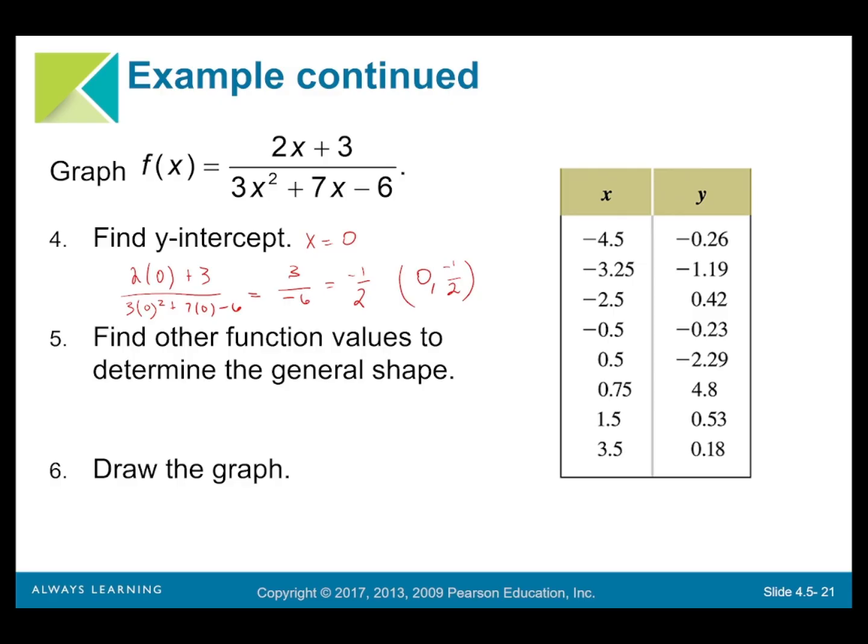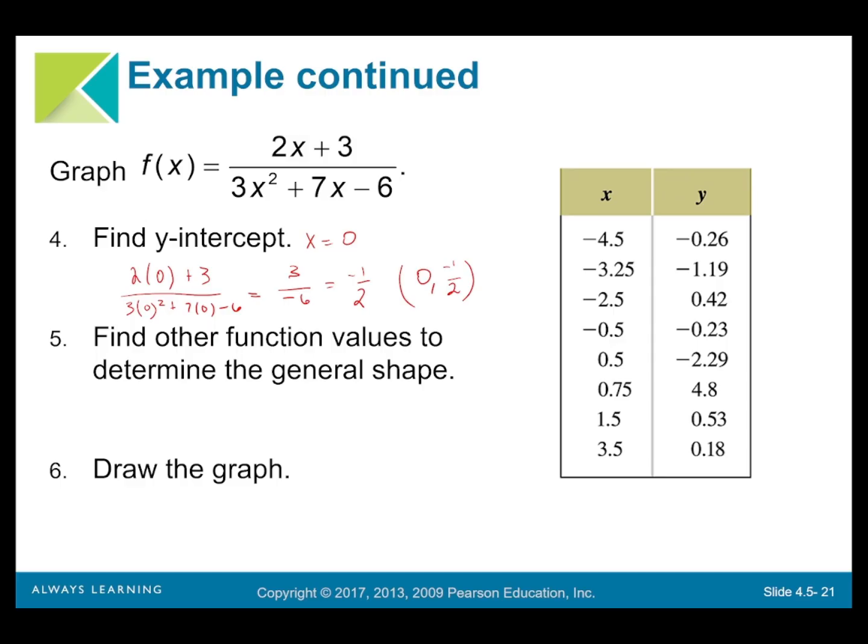Then, of course, if we want some other function values, we can look at our table here to help us get the general shape. I would plug all of these values in on your calculator and get the y values. Use the table function on your calculator. It would be terrible to have to plug all of these numbers into 2x plus 3 over 3x squared plus 7x minus 6 each time. That would take a lot of time. So please use the table function on your calculator that we've talked about in the past. Reach out to me if you have any questions on that.